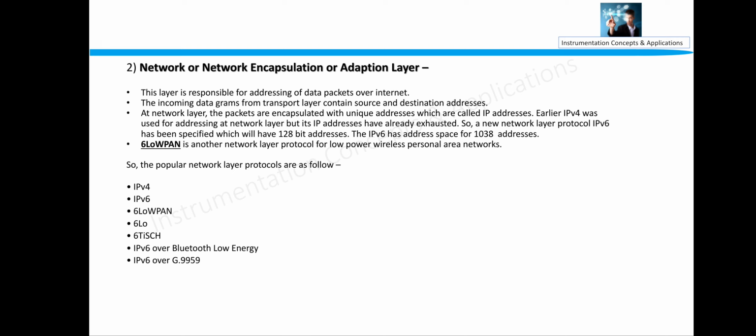Now comes the network or adaptation layer. This layer is responsible for addressing of data packets over the internet. So I have highlighted 6LoWPAN, another network layer protocol for low power wireless personal area networks. Why I have highlighted it?